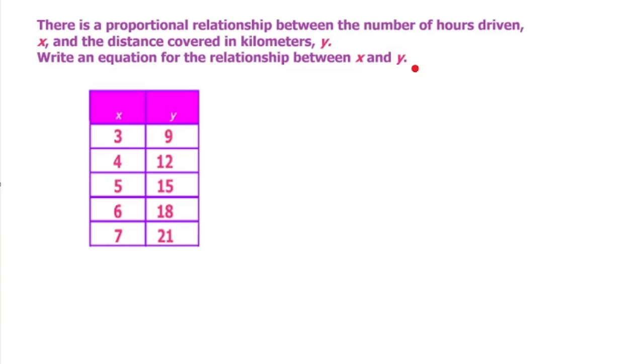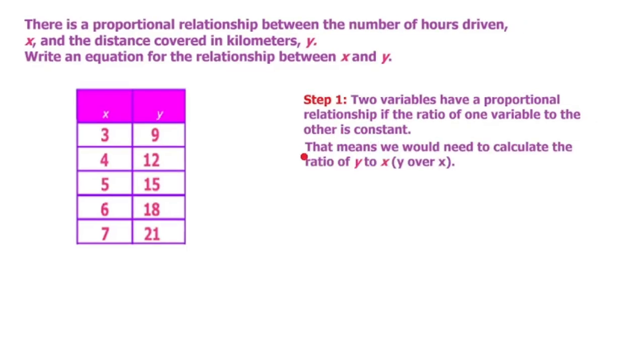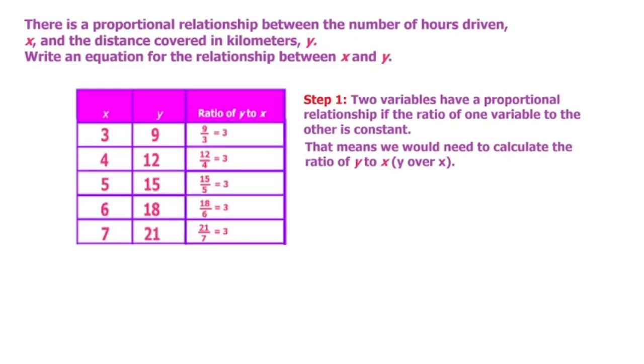So the first step, two variables have a proportional relationship if the ratio of one variable to the other is constant. What that means is we would need to calculate the ratio of y to x, or basically y over x. Okay, so that's what that means. So let's do that calculation. Ratio of y to x.